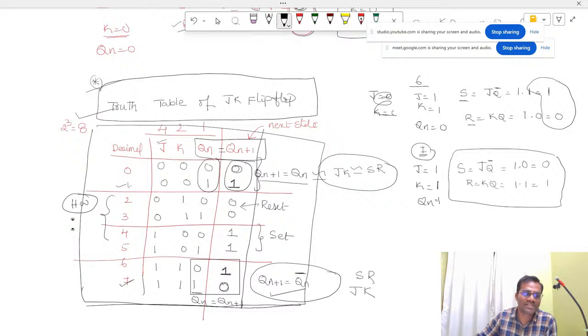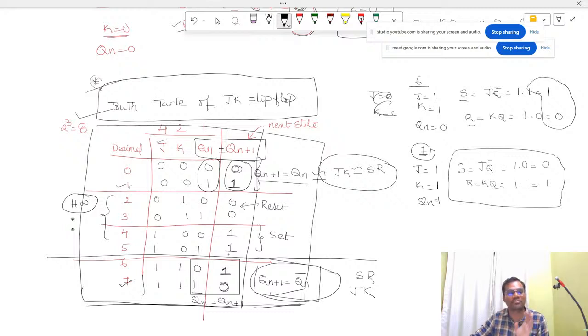qn plus 1 is equal to qn bar. If you observe carefully, this JK flip flop is derived from which flip flop? SR flip flop. So 0, 1, 2, 3, 4, 5, up to this level it is the same. Only for 6 and 7 there is a replacement, that qn plus 1 is equal to qn bar. Can you remember this on your own in the exam?